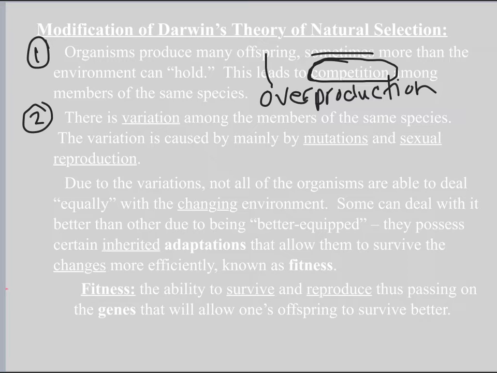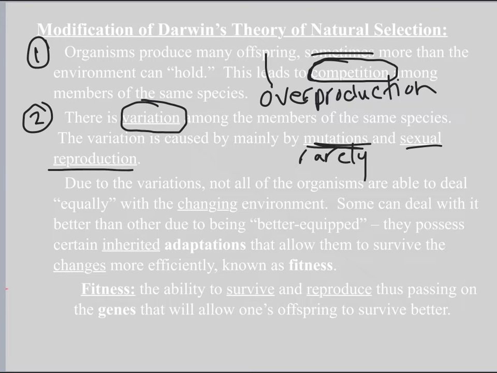Number 2, variation. Not all organisms are identical. Identical twins are identical, but within members of a population, those individual organisms are going to have slightly differing traits. Variation is caused by mutations, which happens rarely. Mutations are actually not very common.